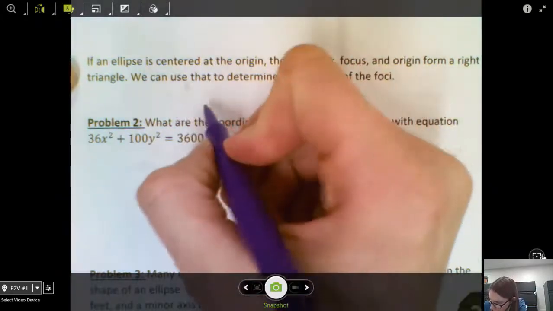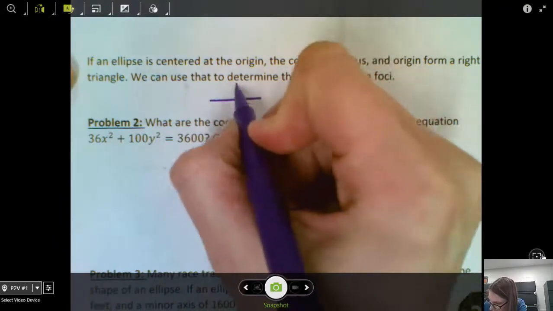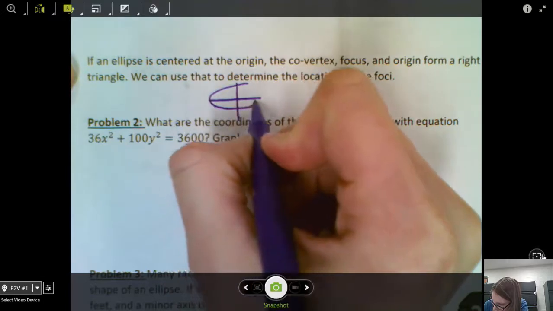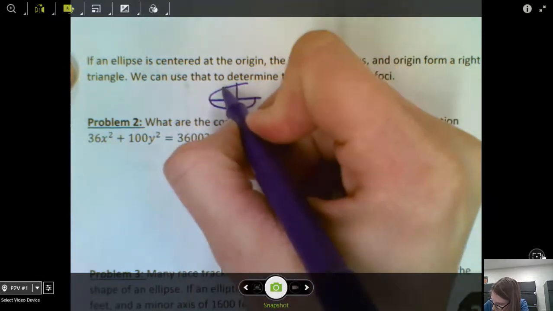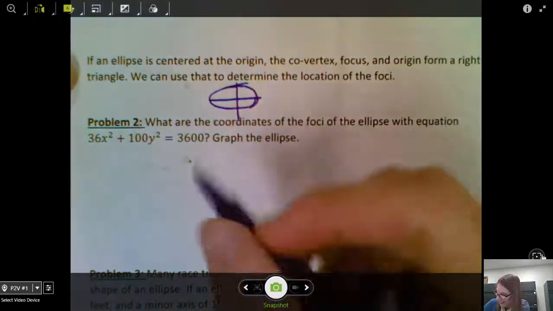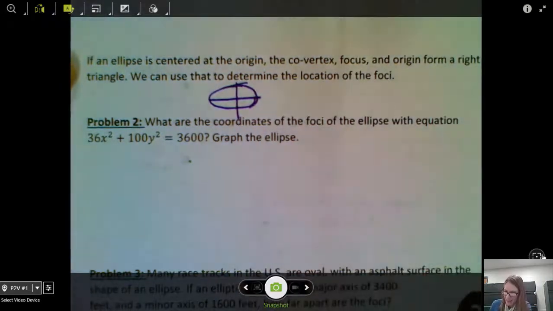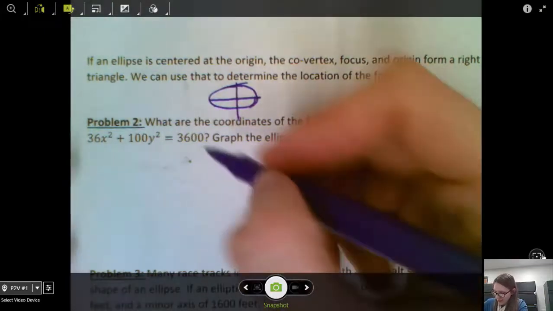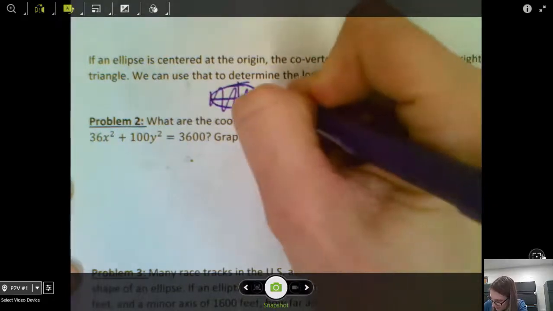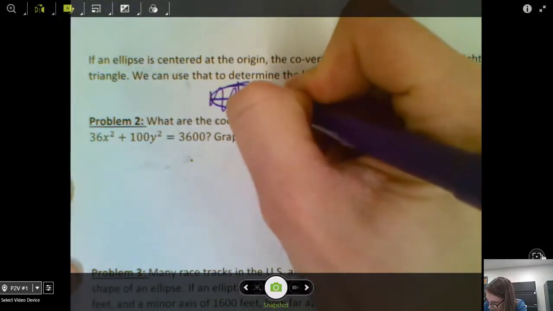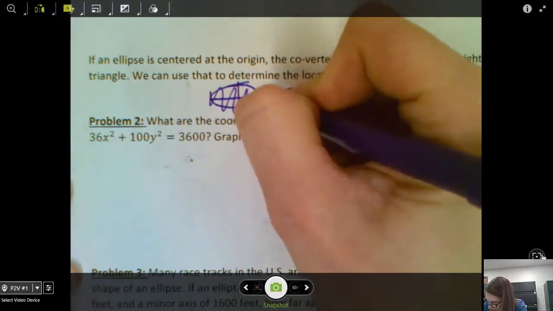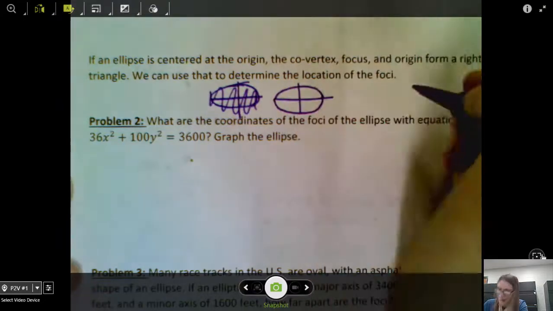So I'm going to draw a little picture here. All right. So there's my ellipse. Isn't it beautiful? We're gonna try that again. There's my ellipse. That's better.